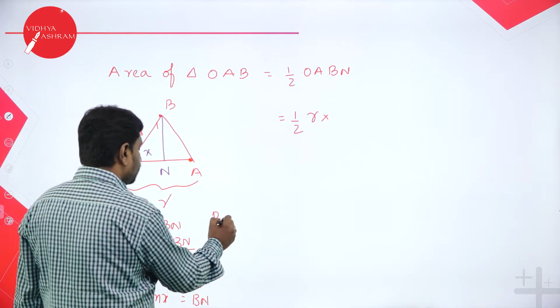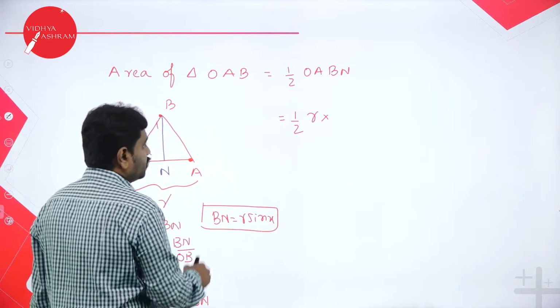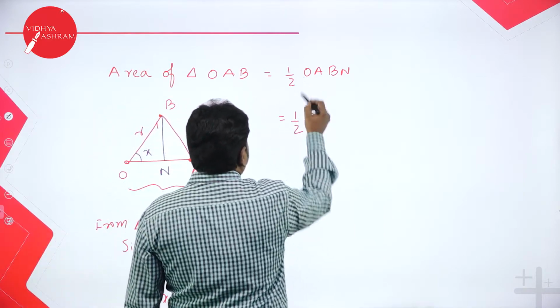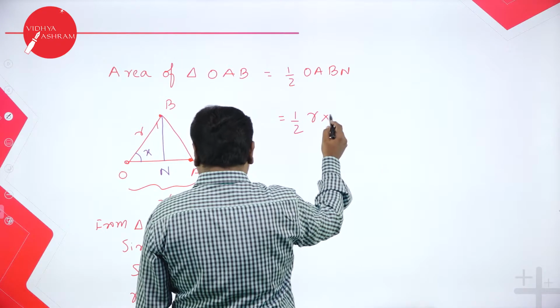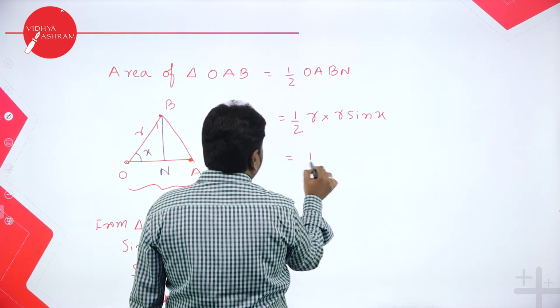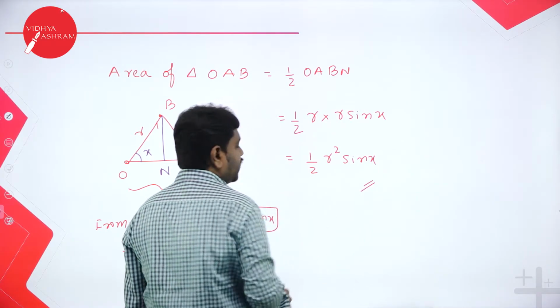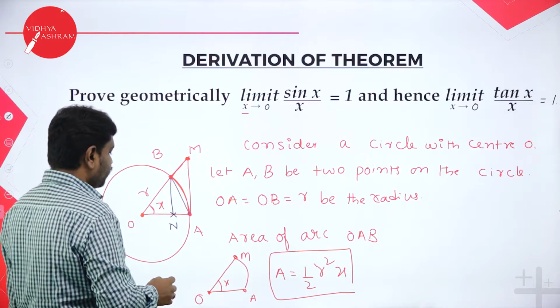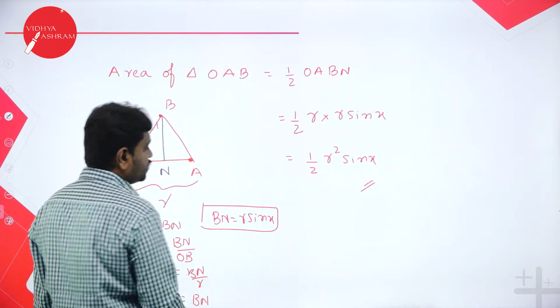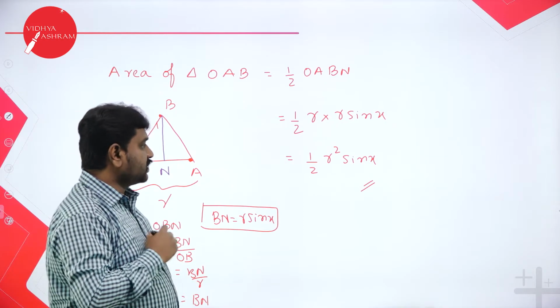Now we got the BN value. BN is exactly R into sine X. So triangle OAB is half into R into BN, which is R sine X. So it will become half R square sine X. This is the area of the smaller triangle. So now you got the area of the sector. Area of sector is half R square X. Then you got the area of the smaller triangle, half R square sine X.